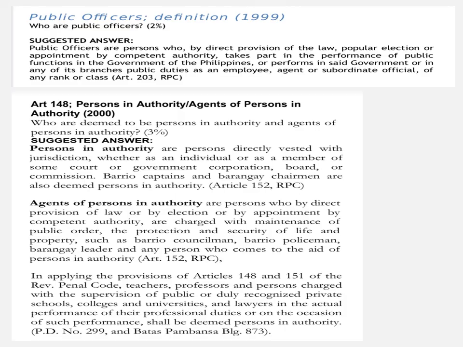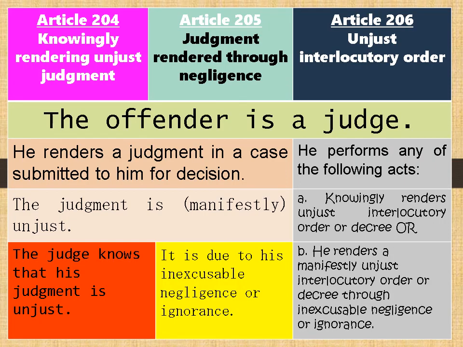So, siguro, not fit pa to become a lawyer. So, I am trying to emphasize here the importance of really reading your codal. That is really my tip. You read your codal. Okay, so I have here a slide, pero there are 3 articles already that are included, from articles 204 to 206. Knowingly rendering an unjust judgment, article 204. Article 205 is about the judgment rendered through negligence, and article 206 is unjust interlocutory order.